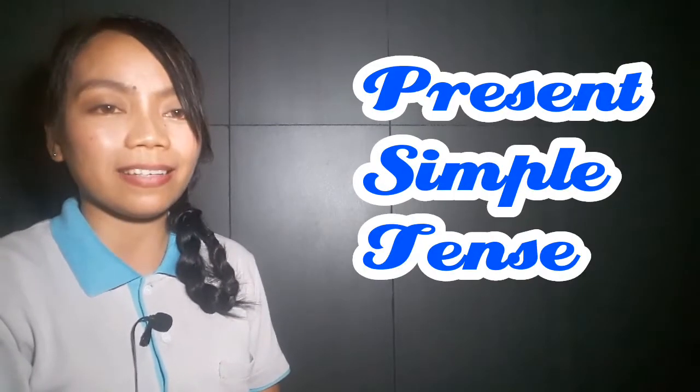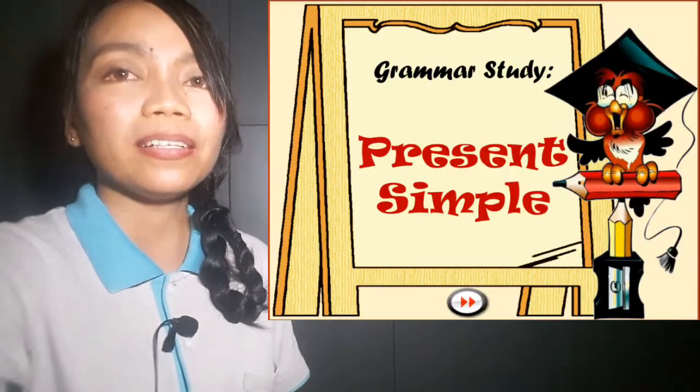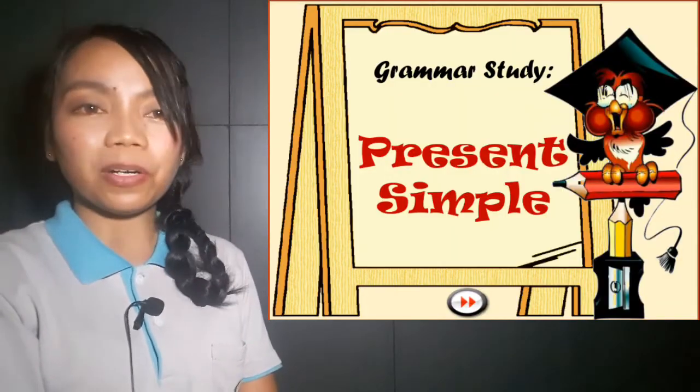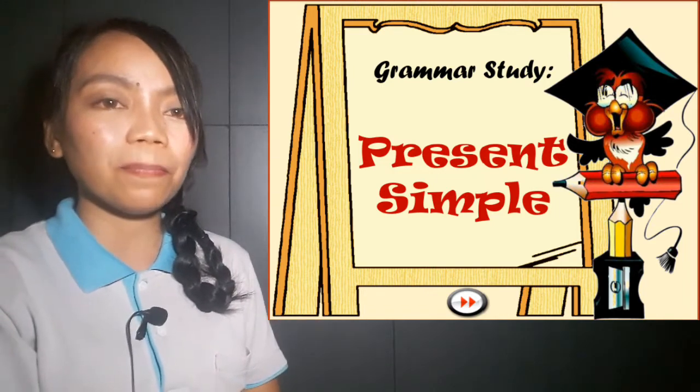So today we are going to learn about present simple. Because as we know, there are different tenses of verbs. And today we will focus first on present simple. Okay, so are you ready? What is present simple and when do we use present simple?